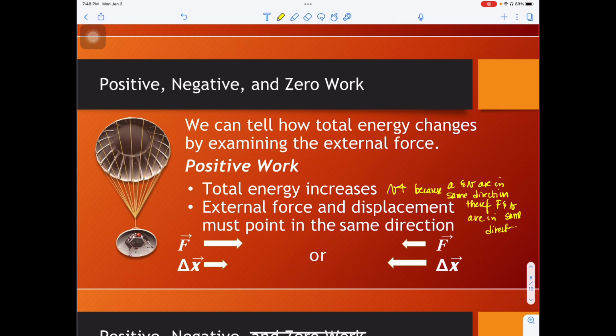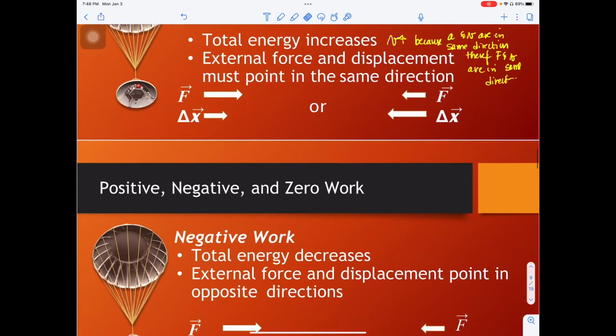And so we can see two examples. They both point right, they both point left, or they both point up, or they both point down. When force and displacement, or force and velocity, are in the same direction, that means acceleration and velocity are in the same direction. So my object is speeding up. Speeding up means gaining kinetic energy.